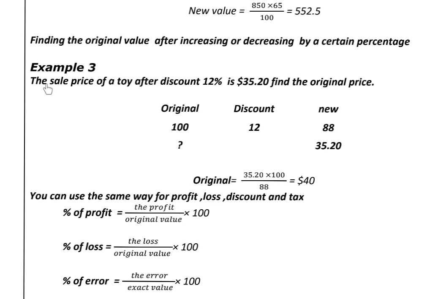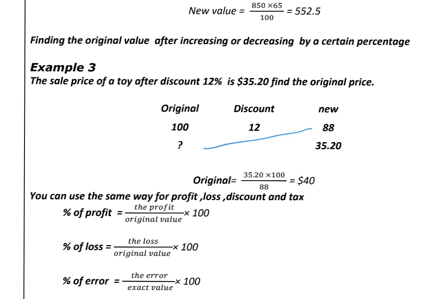Sometimes we need to find the original price. So, for example, the sale price of a toy after discount of 12% is $35.20. I need to find the original price. So, discount by 12%. So, the original 100, discount 12. Subtract to find the new price, 88. Now we have the new price, the sale price, the price after the discount, 35.20. To find the original, cross multiply.